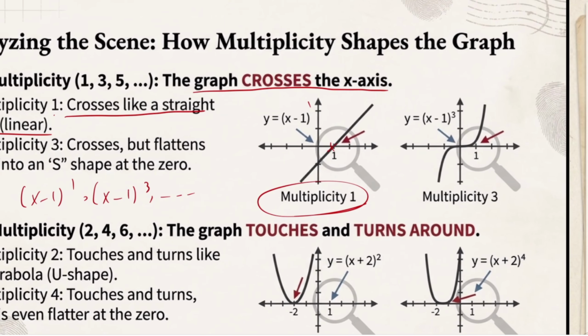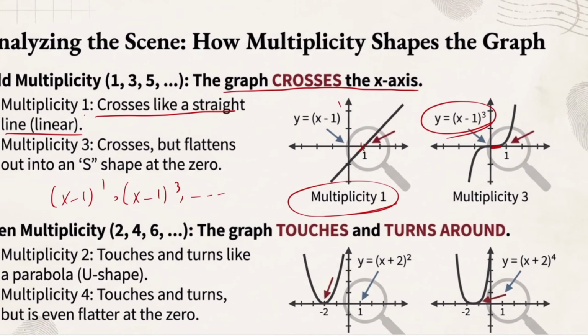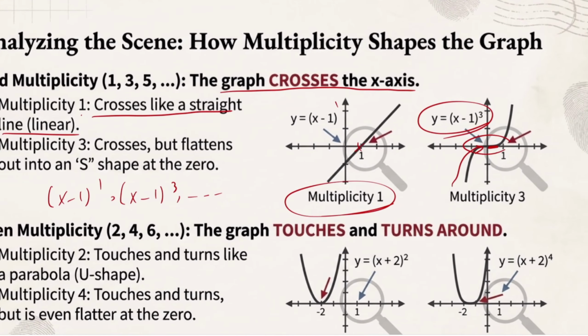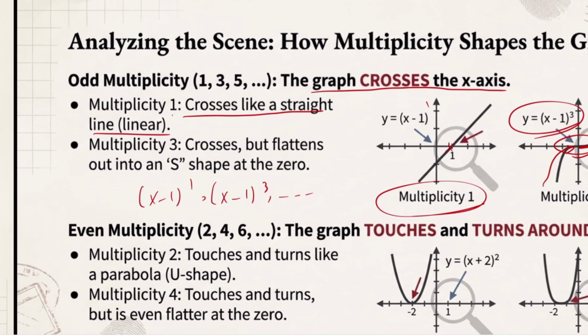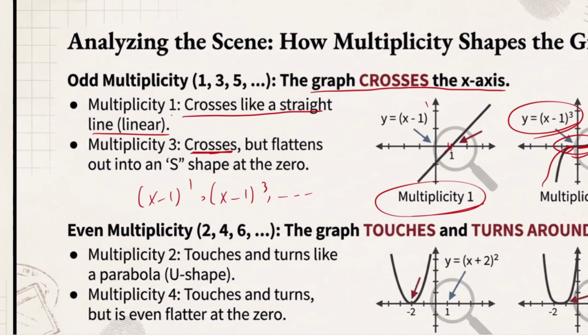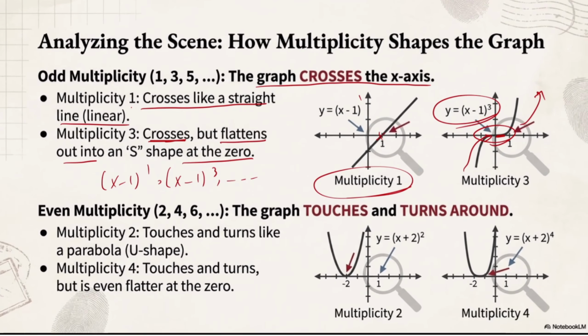What would happen if I have 3? At this point, I have x minus 1 to the power of 3. Right now, it seems that it's touching, but we still have an interception with the x-axis. Why? Because it is increasing at this point, reaching 0, and again increasing at that point. So we can say it's going to cross, but it flattens out into an S shape at the 0 itself. By knowing the multiplicity, we know for a fact that we are going to have the interception with x, and in exceptional scenarios, I can have some idea what is going on exactly rather than just an interception.